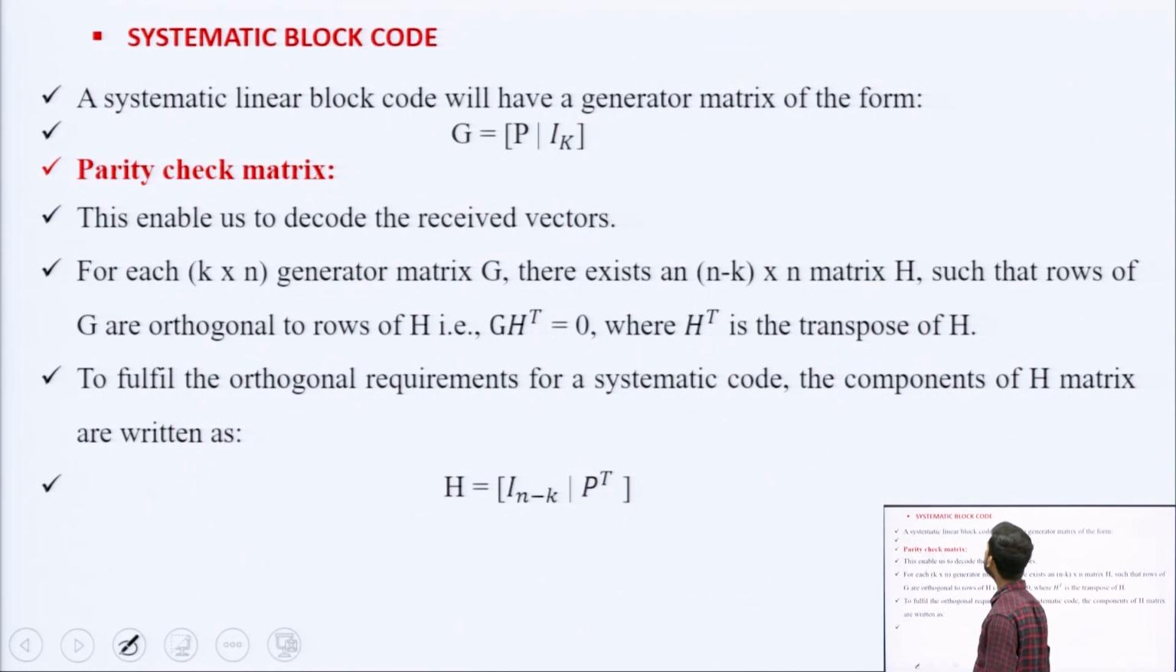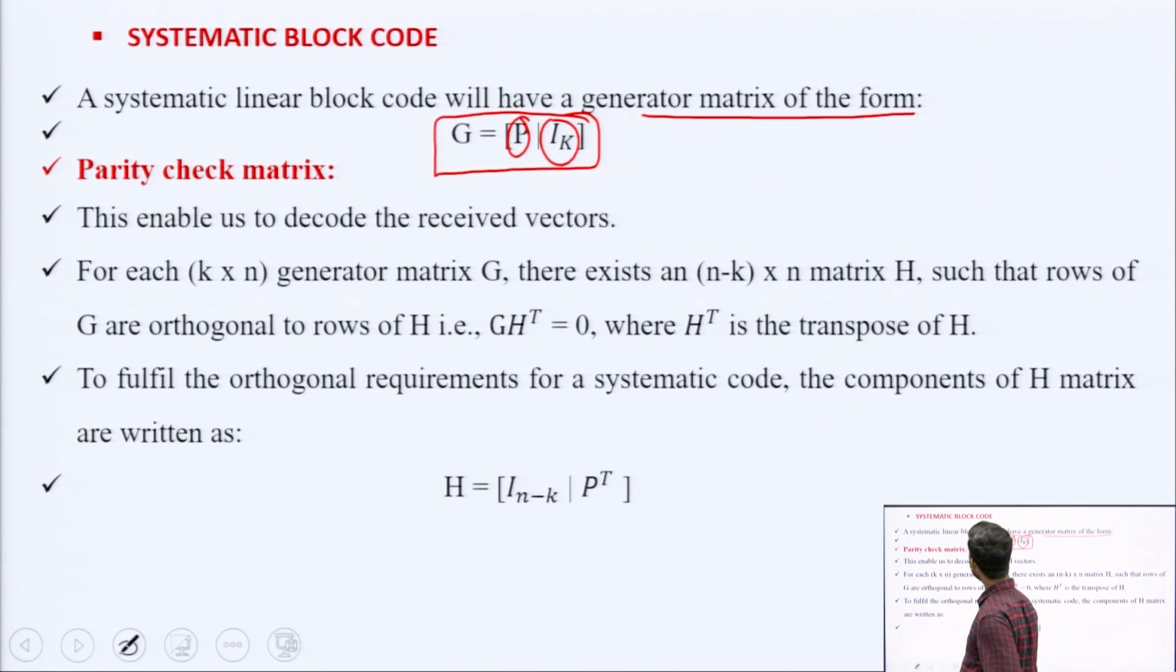A systematic linear block code will have a generator matrix of this form. We will deal with this systematic block code. This is your generator matrix, which we can write with the parity and the information bits. What is the parity check matrix? This enables us to decode the received vectors. Why do we need the parity check matrix? Because we have to decode the received vectors.